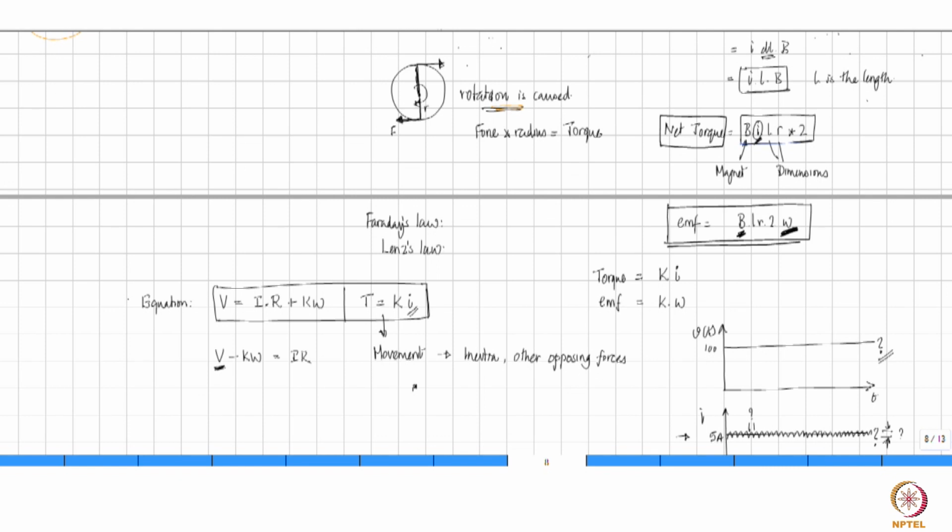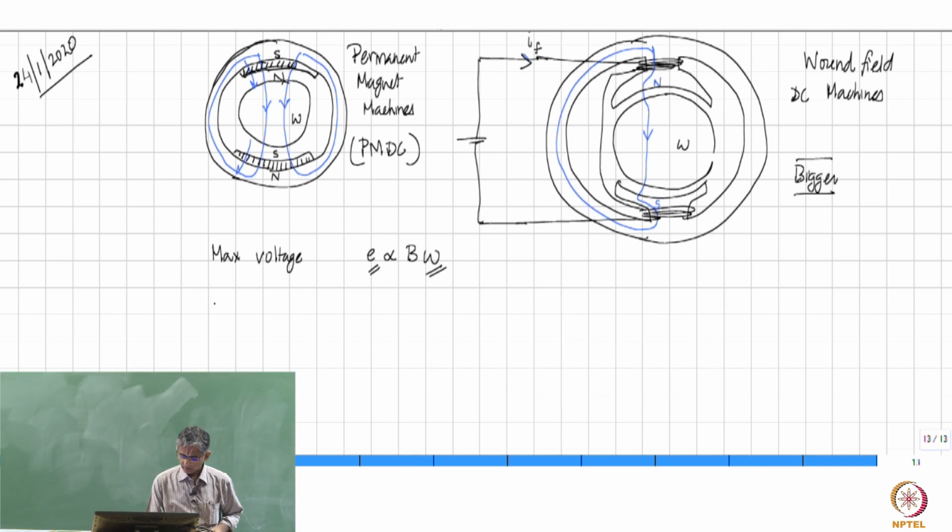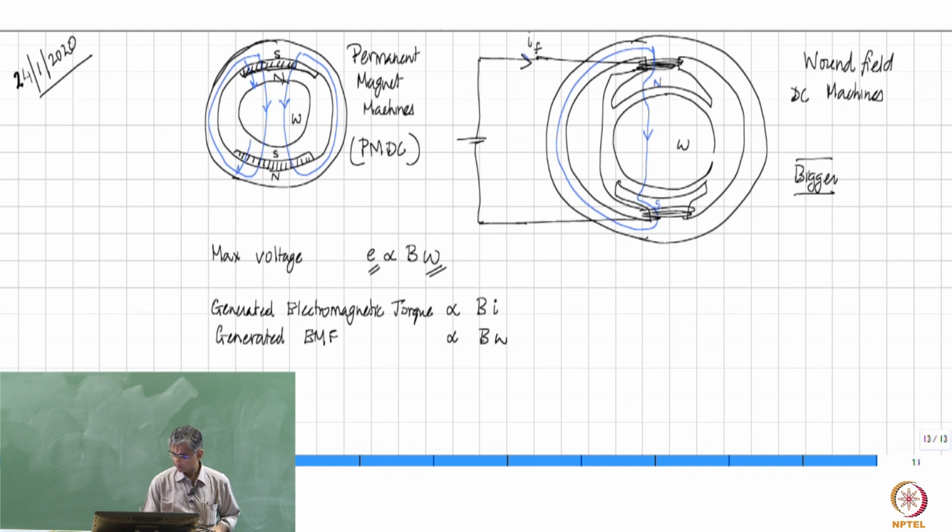See, so let me rewrite those equations here. The generated electromagnetic torque is simply proportional to B multiplied by I. The generated EMF is proportional to B multiplied by omega, right?